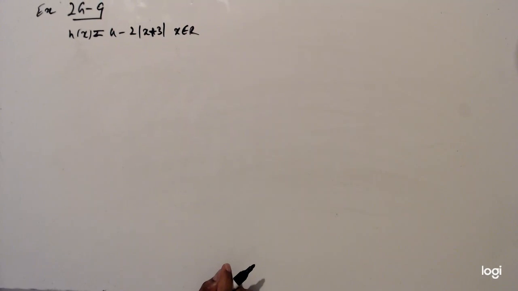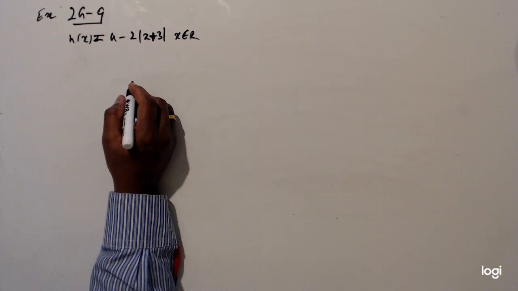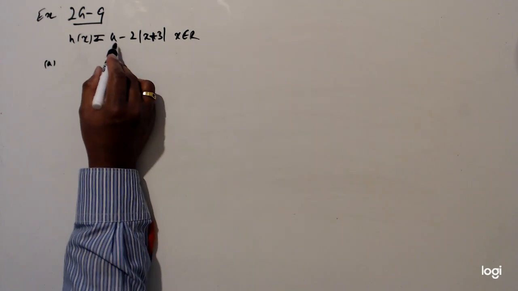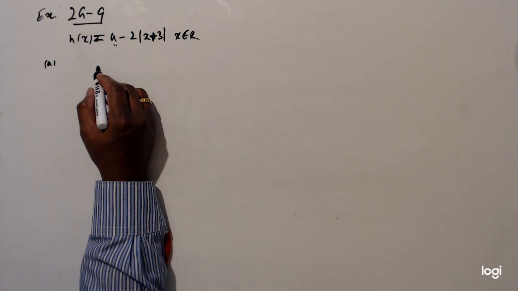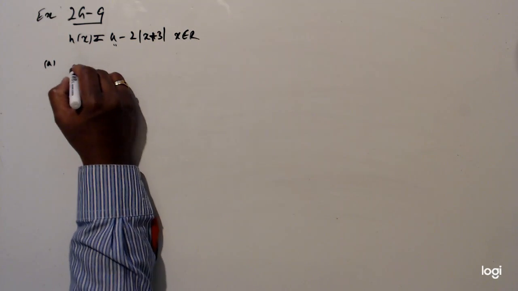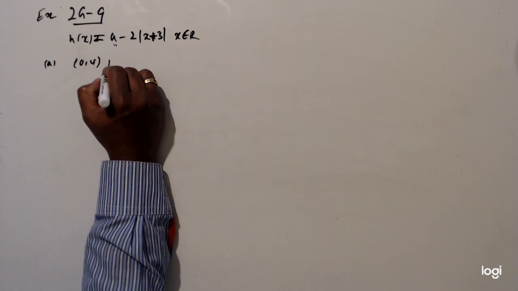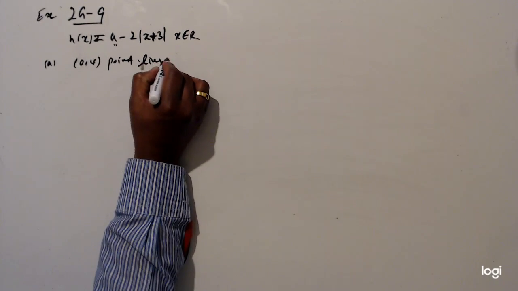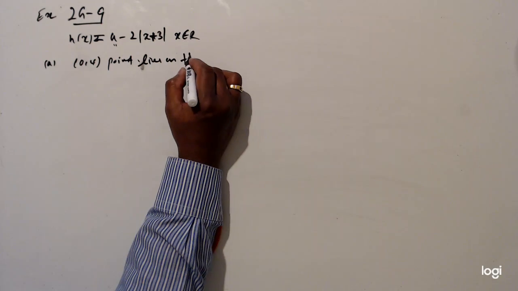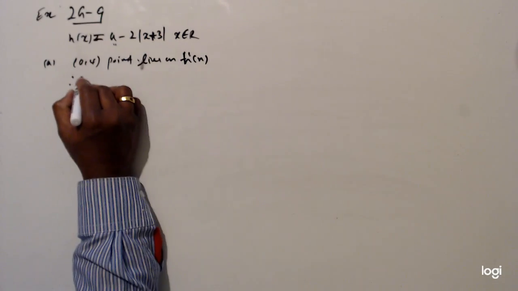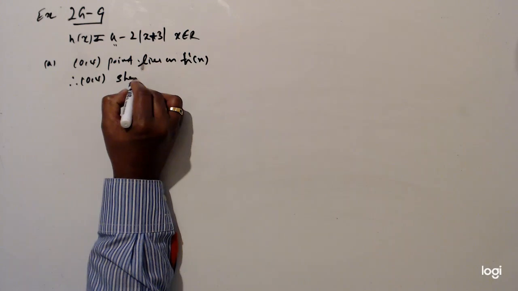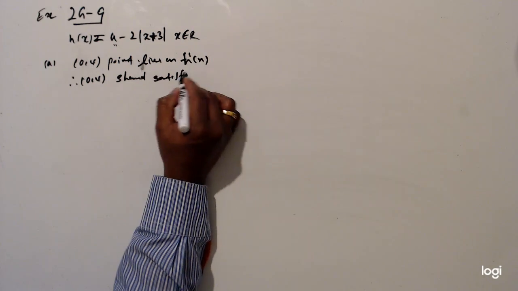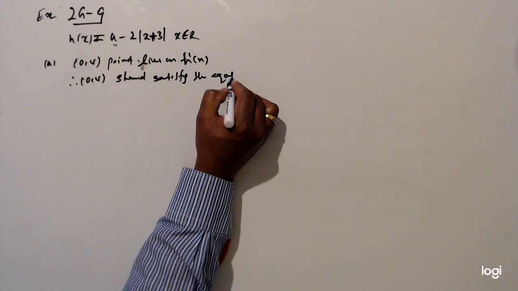Question number 9. We need to find A. We can find it because point 0, 4 lies on Hx, and the point should satisfy the equation.